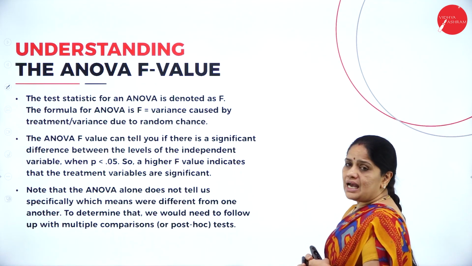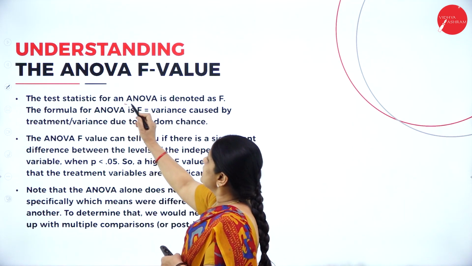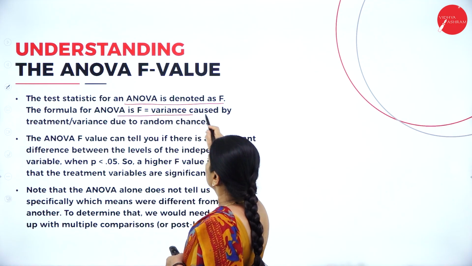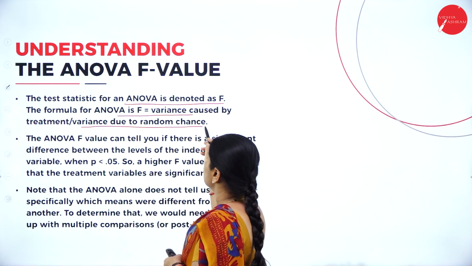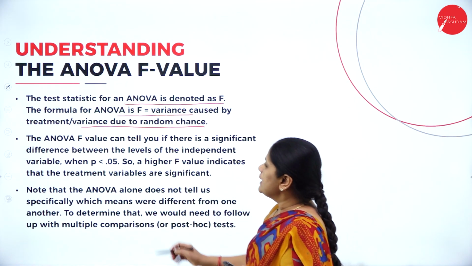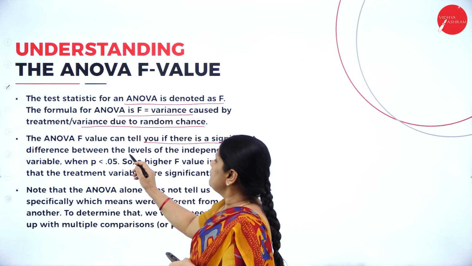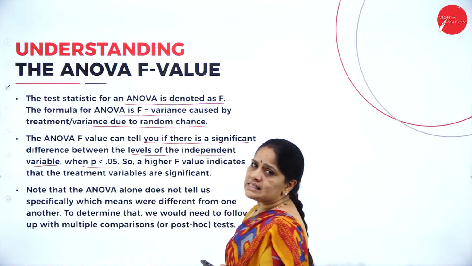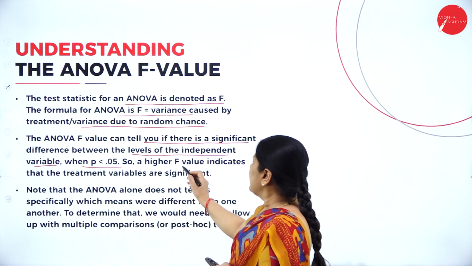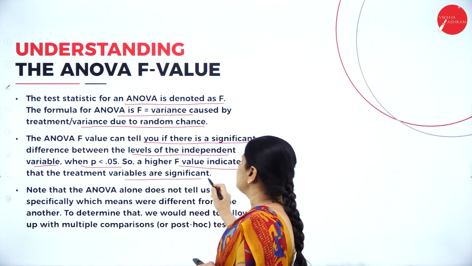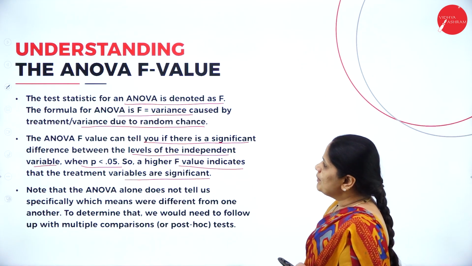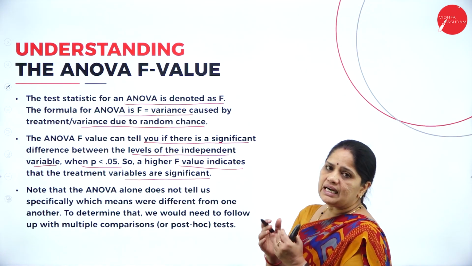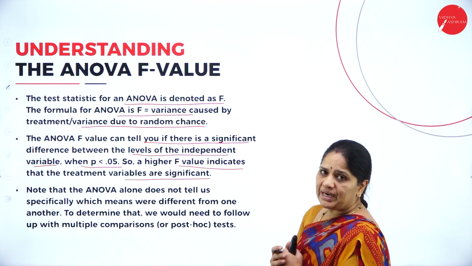Then the next one is understanding the F value. The test statistic for ANOVA is denoted as F. The formula for ANOVA is F equals variance caused by the treatment divided by variance due to random chance. The ANOVA F value will tell if there is a significant difference between the levels of the independent variable when P is less than 0.05. A higher F value indicates the treatment variables are significant. With the help of this ANOVA F value, we will be able to analyze if there is a significant difference between the levels of the independent variable.